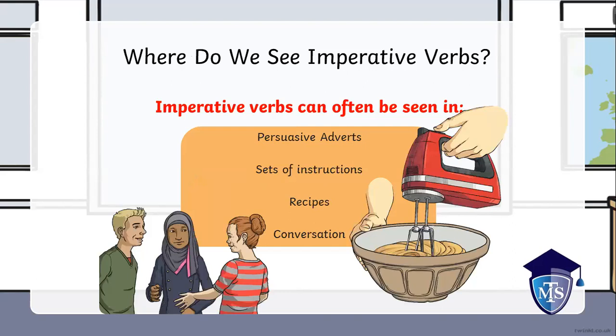Okay, now where do we see imperative verbs in general? Imperative verbs are used in persuasive advertisements, like buy this now and get one free. Set instructions: go to your class directly through this corridor. Recipes: add the flour after the milk. Conversation, like when we talk to each other, mom says, go and do your homework, and I said, make sure that your room is tidy. All these are the occasions that we use imperative verbs in.